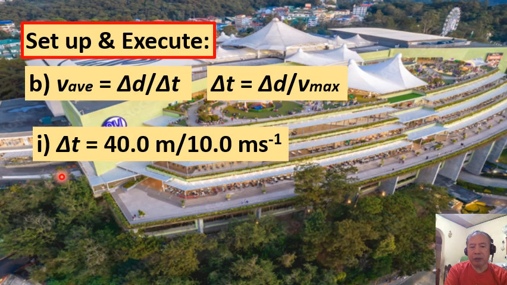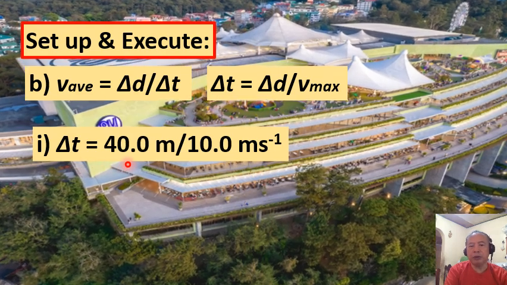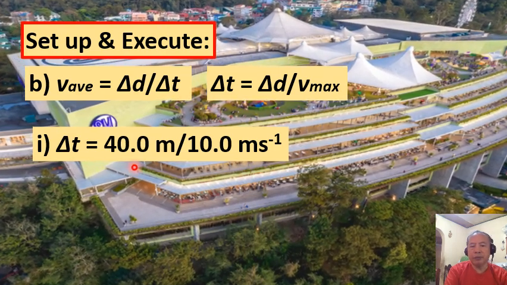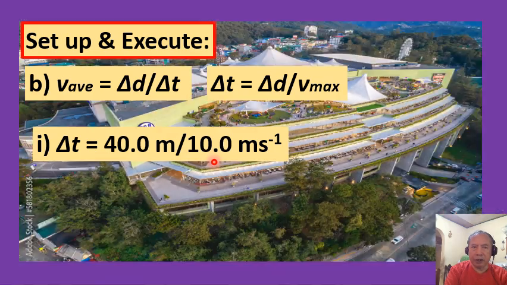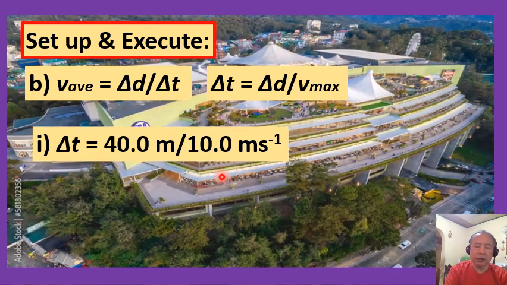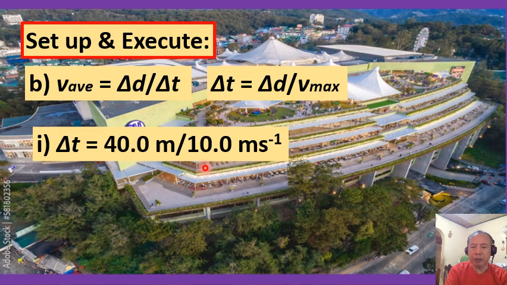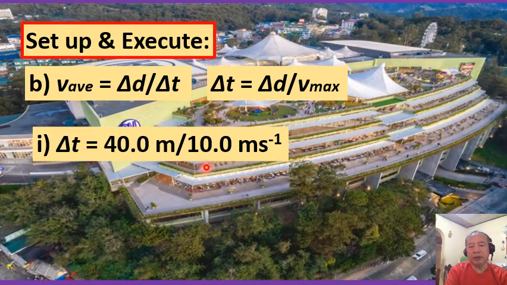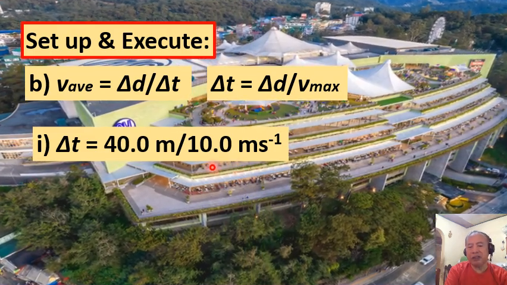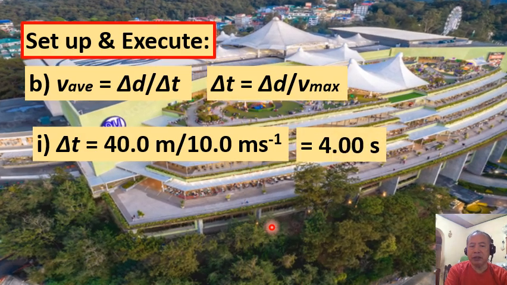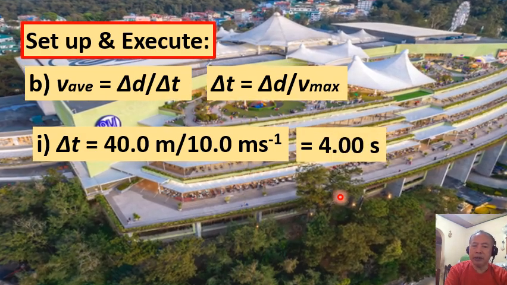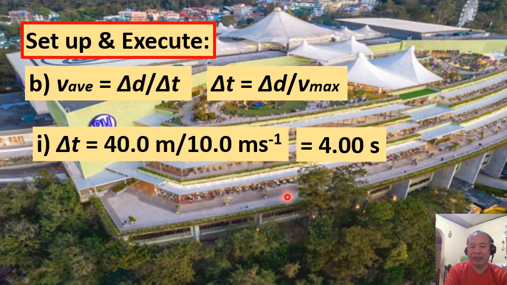So this time delta t is just equal to 40.0 meters, and then divided by the given maximum speed that the sprinter has to maintain until he reaches the finish line. That is 10.0 meters per second. So we get the delta time, or delta t, equals 4.00 seconds.